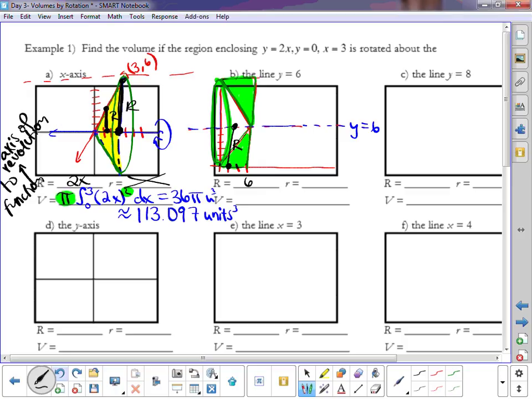Okay, so that's my big R. Now we've got to figure out what that little r is. This little itty bitty guy here. What is that little r going to be? Talk with your shoulder partner. What is that little r going to be? In case you didn't see when I drew it, going from my axis of revolution down to my inside region, what would that little r be?